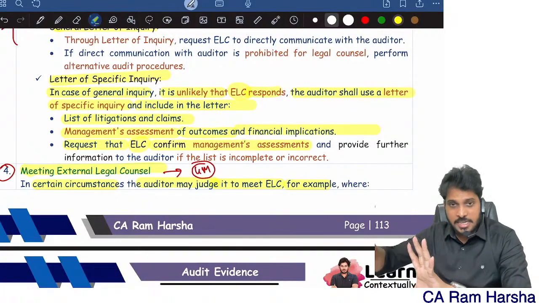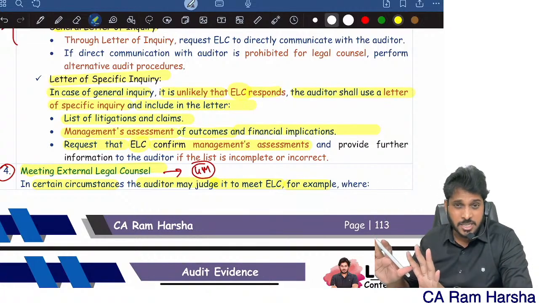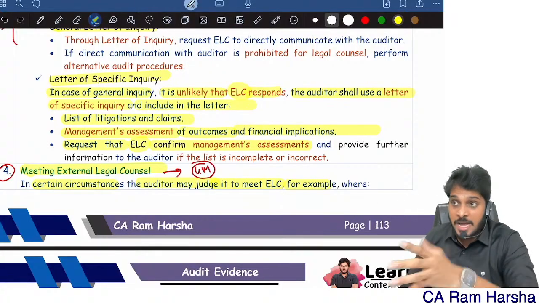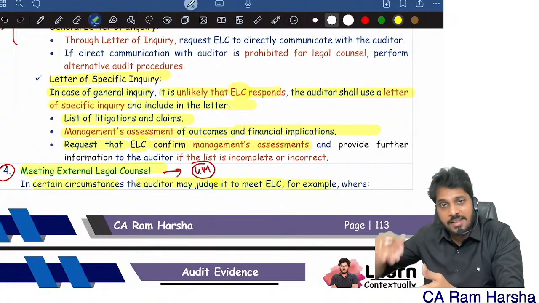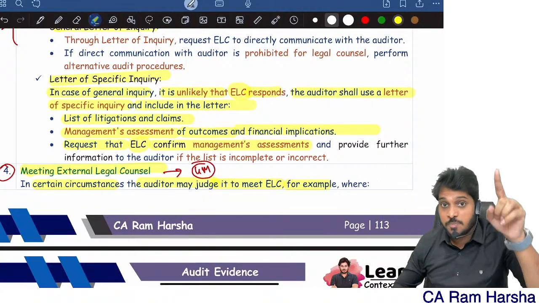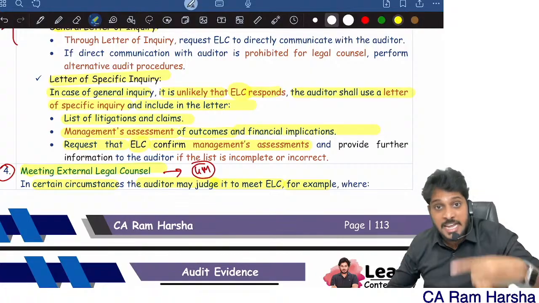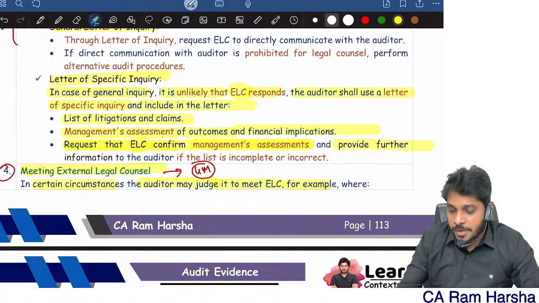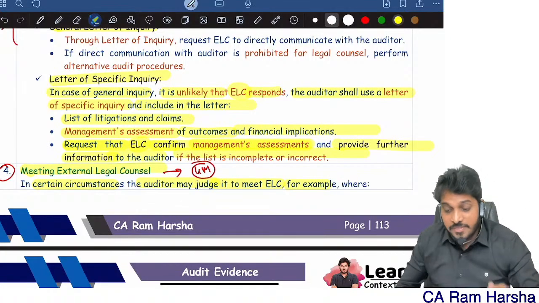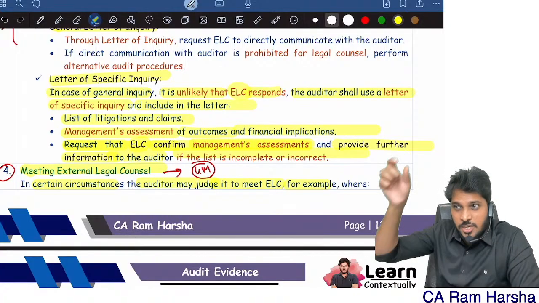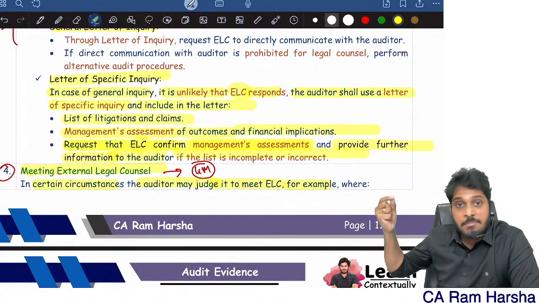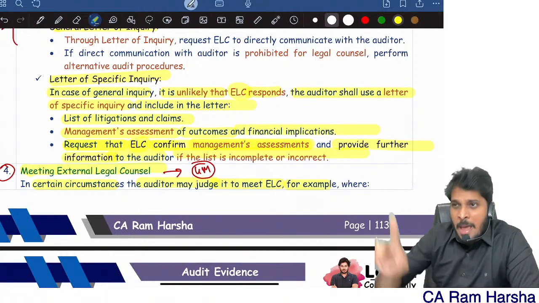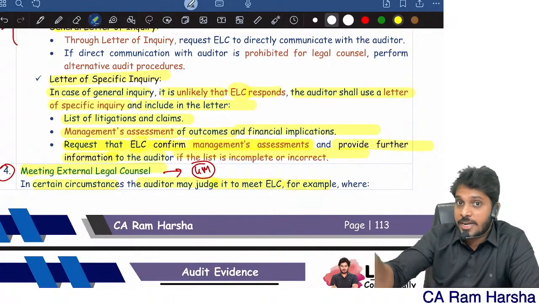Like, 10 cases you are dealing with, sir, 5 cases this is the status, 5 cases this is the status, this is what management told me. Please confirm whether management's assessment is correct or not. So specifically mention the list of cases, send it to them and ask them to confirm. This is a specific inquiry where many lawyers will be willing to respond. So request that external legal counsel confirms management's assessment and provides further information to the auditor if the list is incomplete or incorrect. I will tell them, sir, these are the 10 cases which you are dealing with. This is what company management told me, and the status of these 10 cases is as below. Please confirm whether this information on the 10 cases is correct or not as per your records.